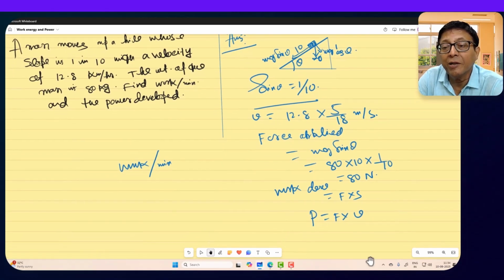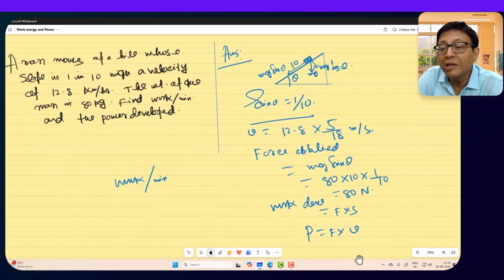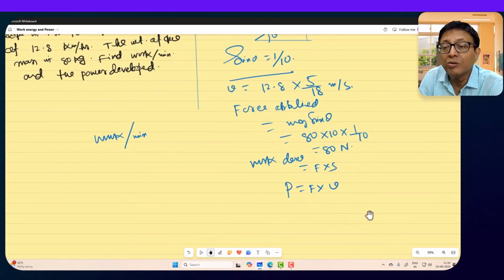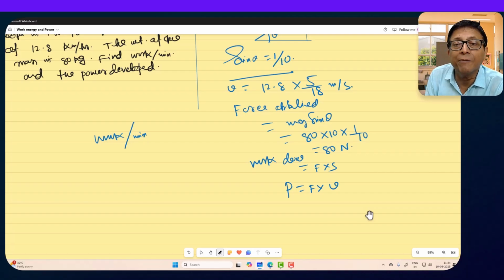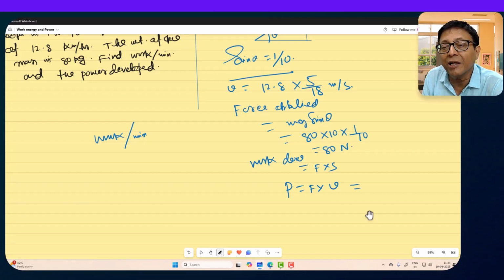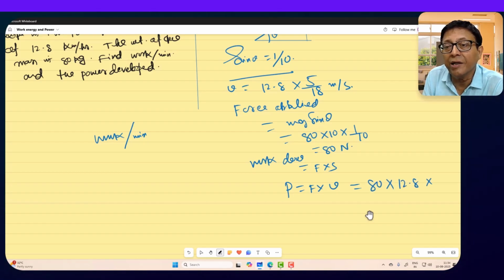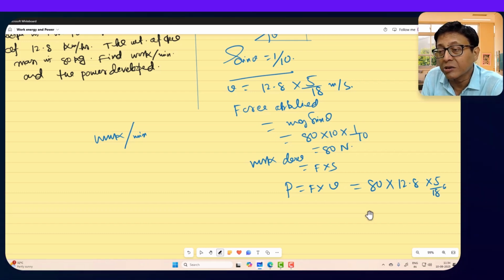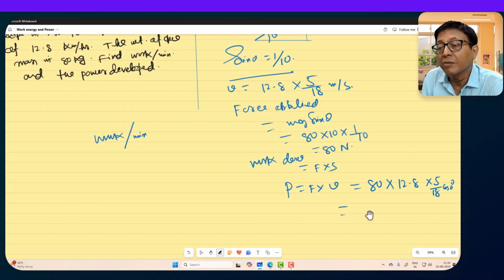Power developed will need V also, F also required. So power equals F into V. It is along the direction of velocity. So there will be 80 multiplied by 12.8 times 5 by 18 along the incline. So cos 0 degree is there. Now simplify it.